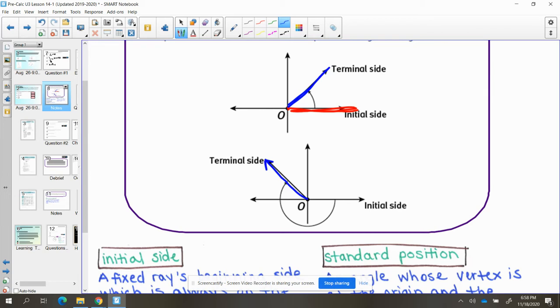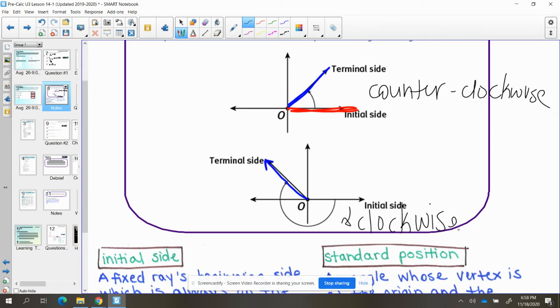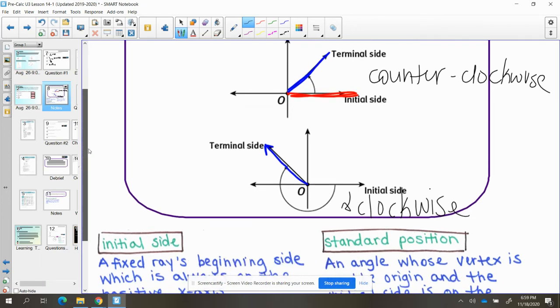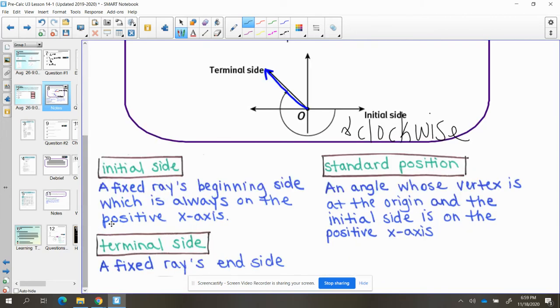Now notice we could go counterclockwise or clockwise. So going this way is counterclockwise, and then the bottom is an example of rotating clockwise, right? Down like this would be our clockwise, like a standard analog clock that we don't see very often, okay? So these three vocabulary words are extremely important, not only in this lesson, but we will use them throughout Unit 3 and beyond.